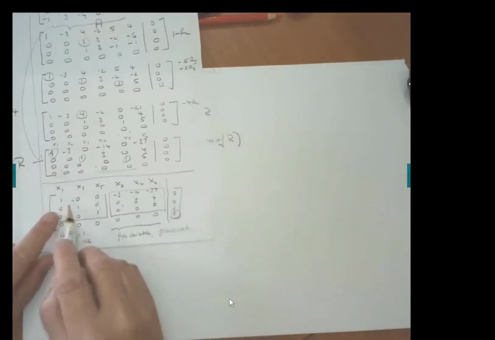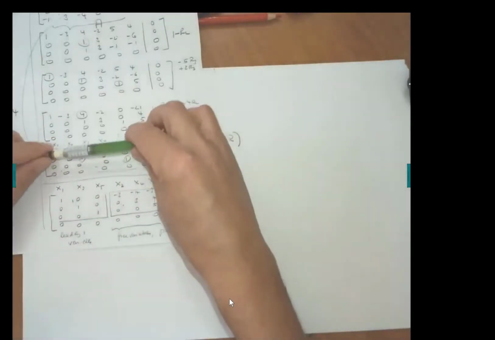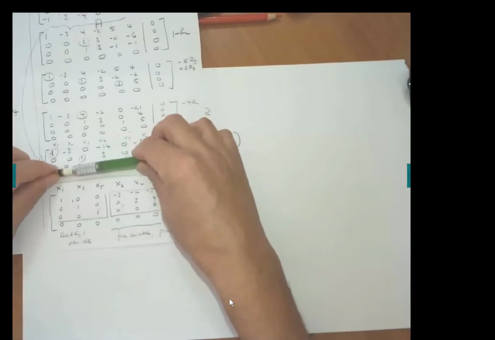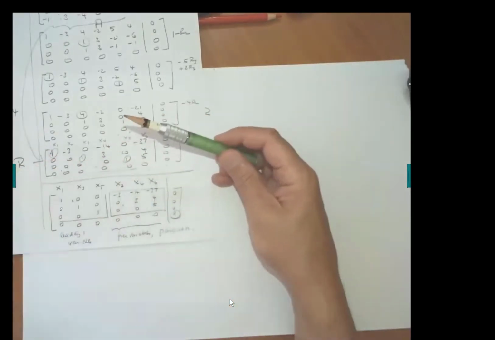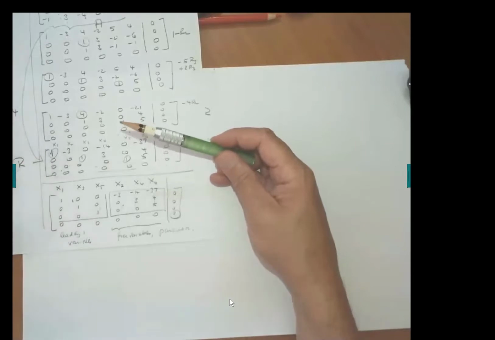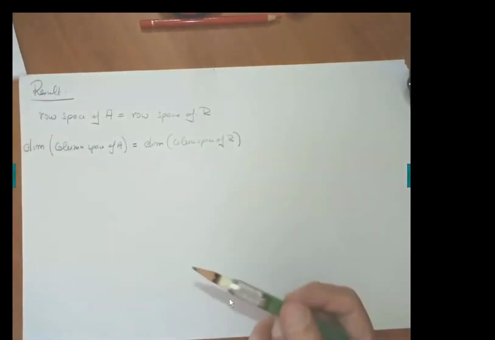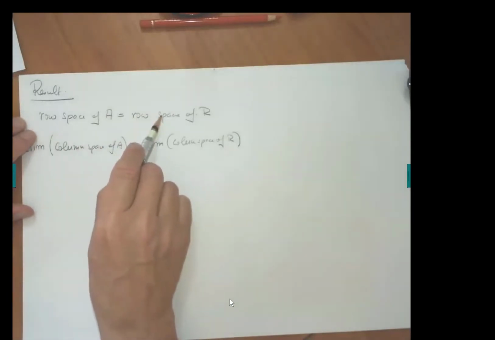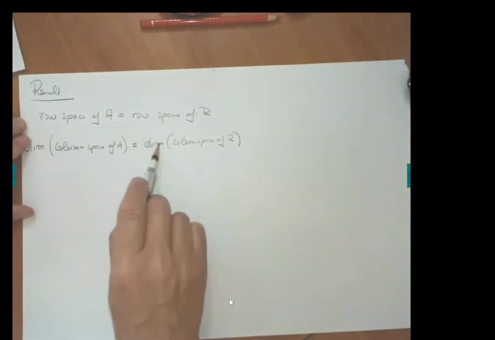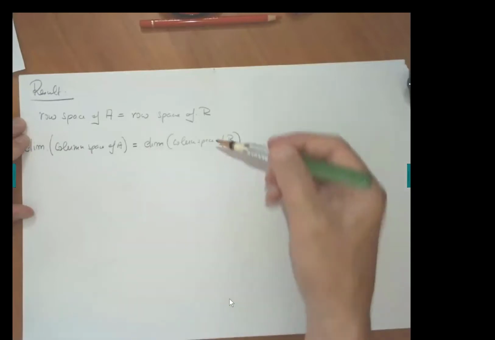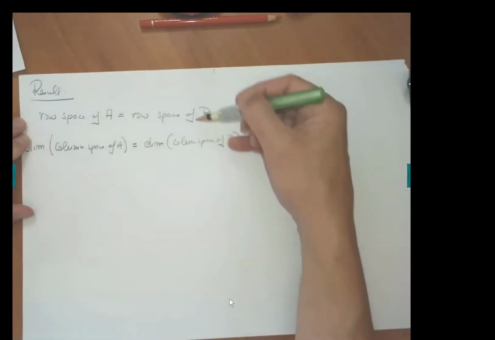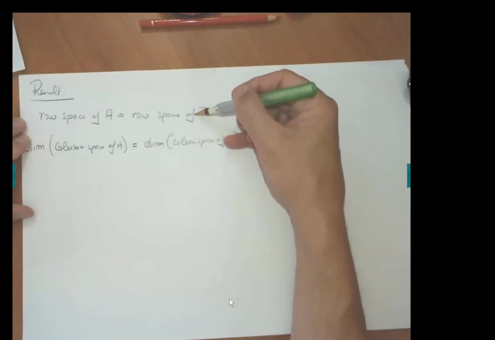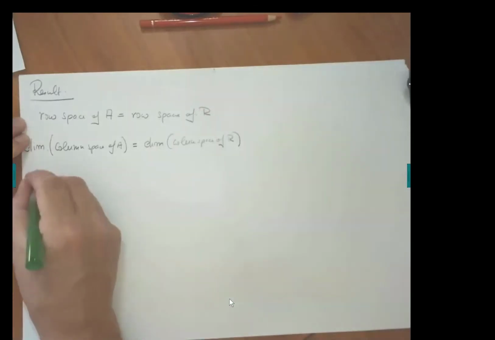Yeah, because these 3 column vectors, and we have 3 row vectors, and because of the leading ones, they are linearly independent. So this is now very nice. So it turns out the row space of A is equal to the row space of R. The dimension of the column space of A is equal to the dimension of the column space of R. And the dimension of the column space of R is actually equal to the dimension of the row space of R.